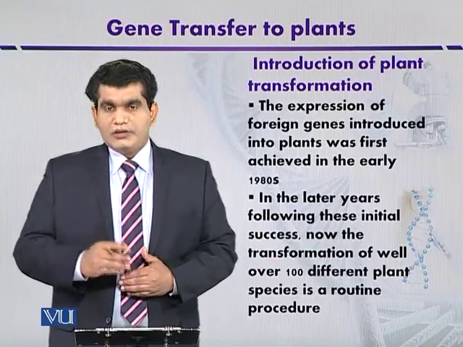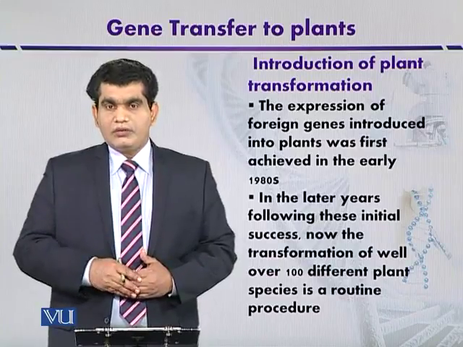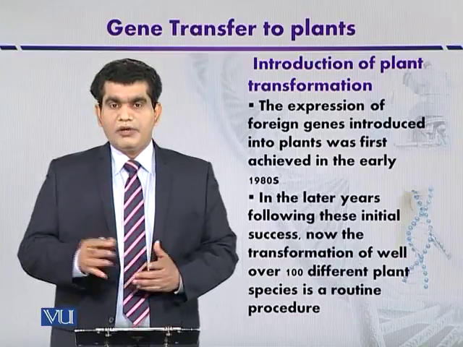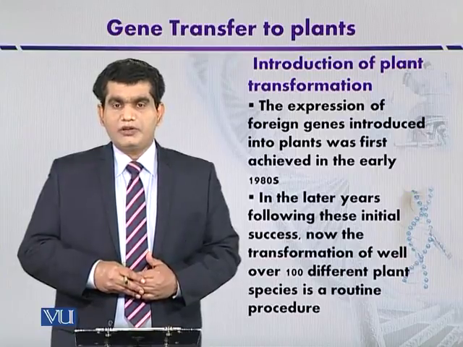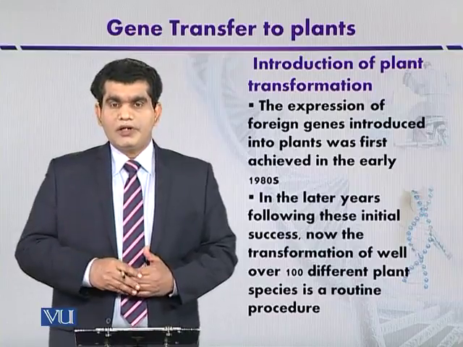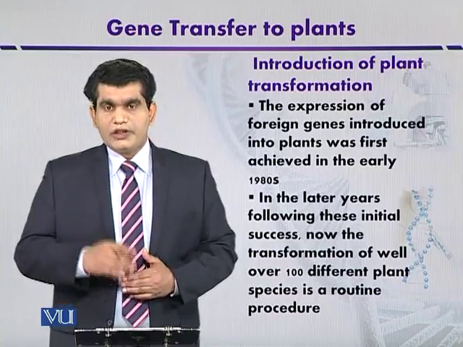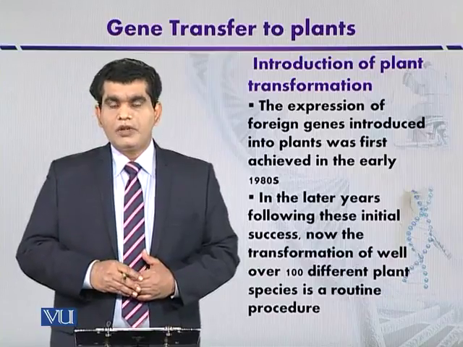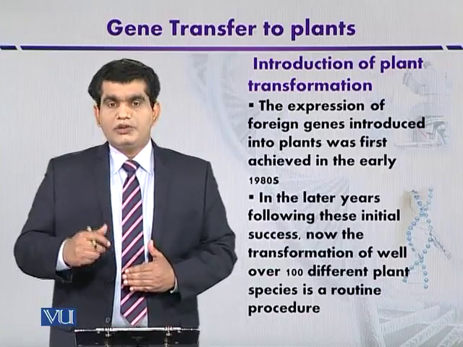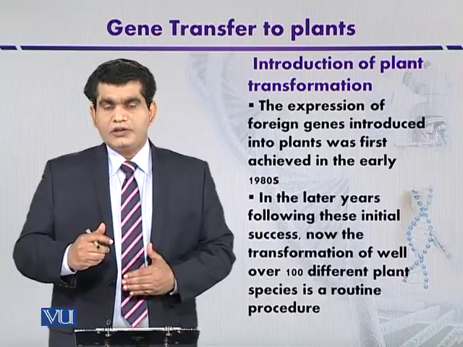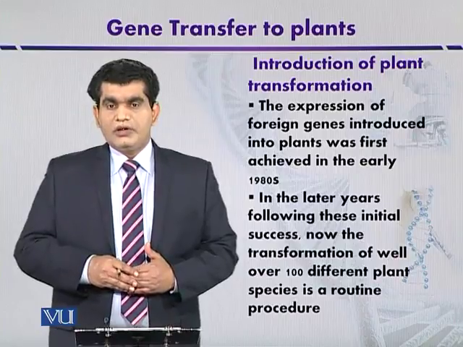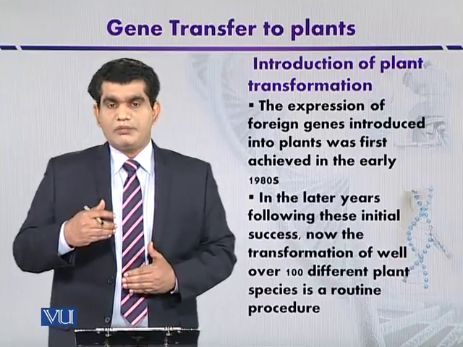After this success, in the later decades up till now, more than 100 plants have been genetically modified by using a variety of transformation procedures. So in addition to a bacterial gene delivery system, other methods have also been used that we will discuss after some time. But overall, we can say that the ability to transform or modify plants by introducing gene of interest has enabled us to produce transgenic plants.